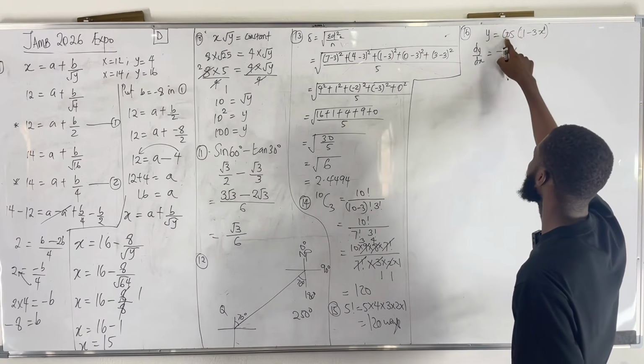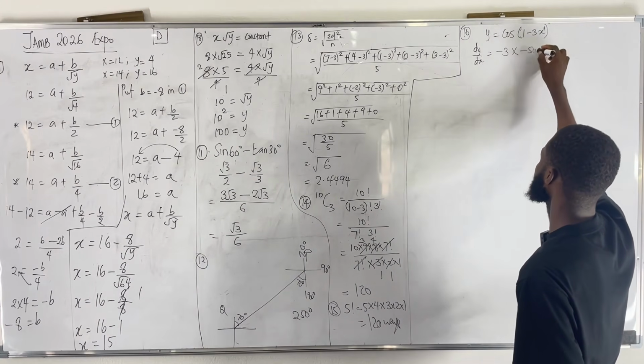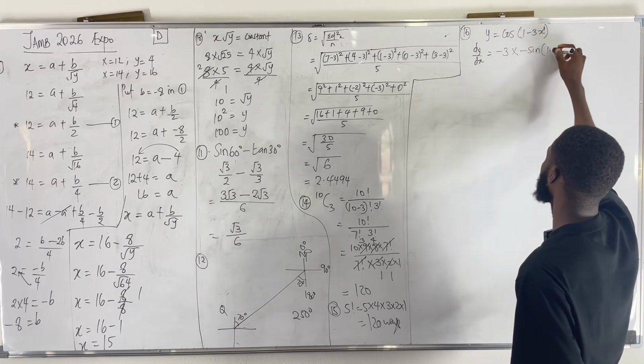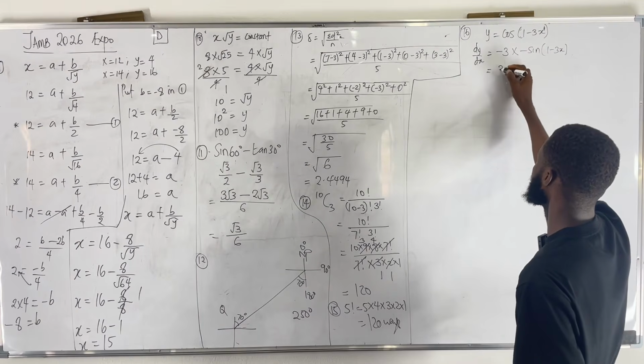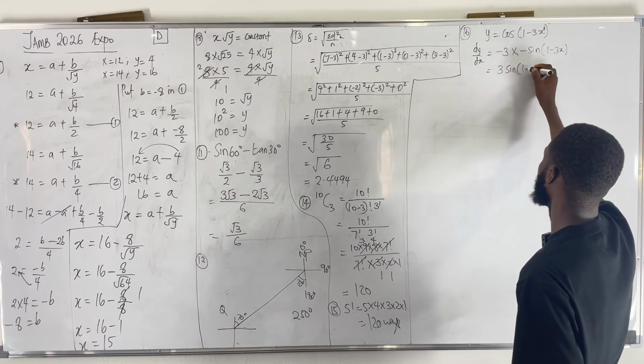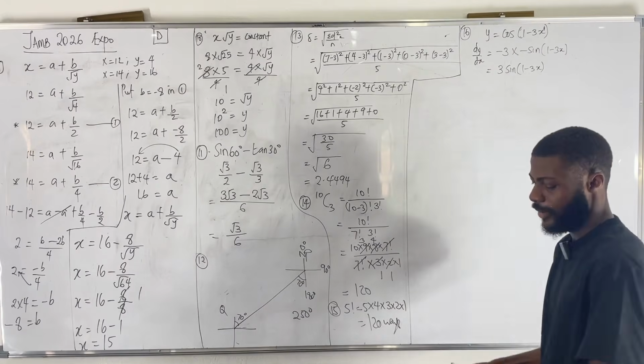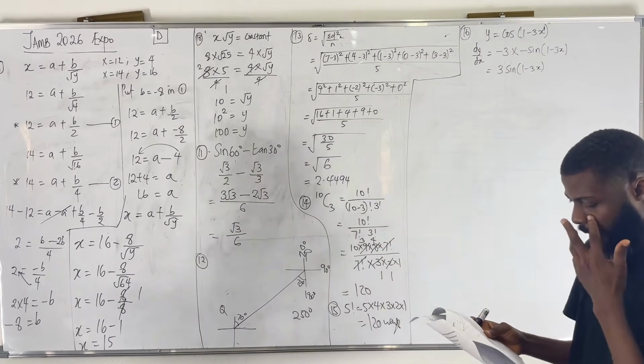Then times, when you differentiate cos, you will get minus sine. Then you put this angle back, 1 minus 3x. Now minus times minus is plus. So this will be 3 sine(1 minus 3x). So that will be the answer to that equation.